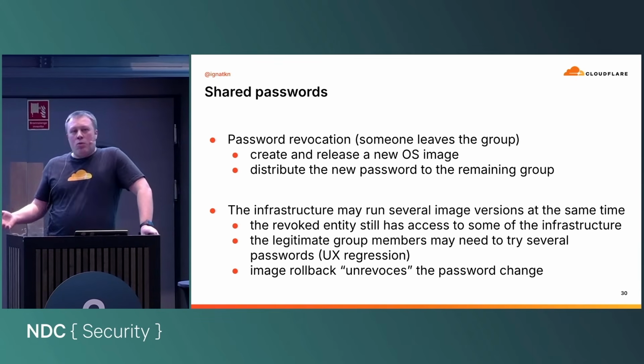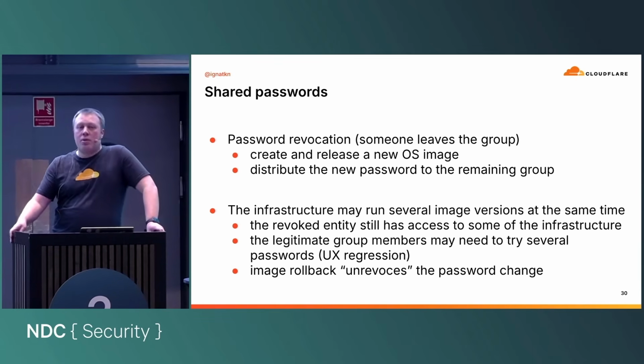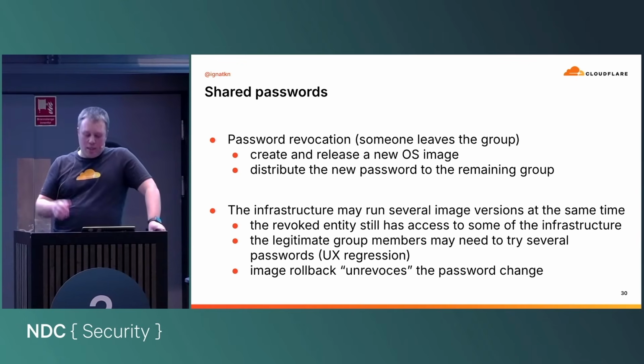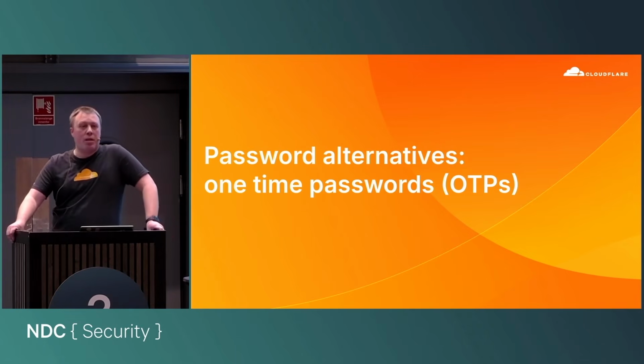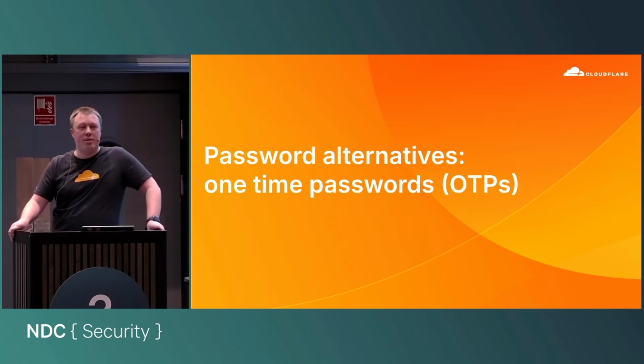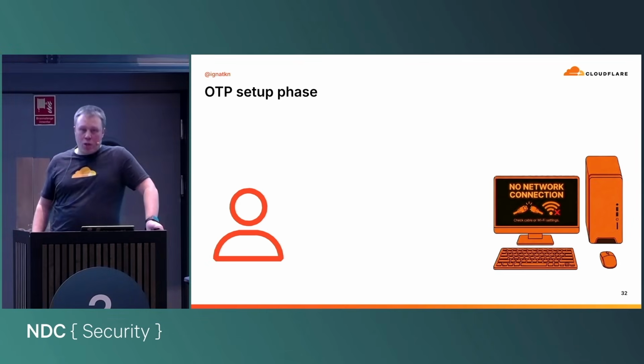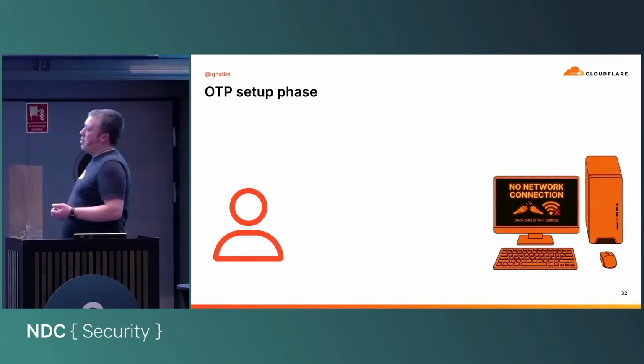So what could we do for password alternative authentication for a text-based interface? Well, we can do OTPs, or one-time passwords. Who has used OTPs at some point? Everyone probably has, through an Authenticator app. But in a nutshell, how OTPs work: you have this setup phase.